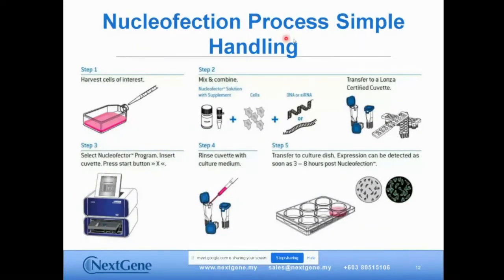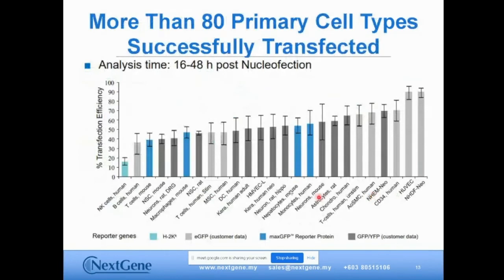Nucleofection is actually pretty simple. First we harvest the cells by normal passaging. Then we mix the cells with the transfection reagent and DNA, and move it into the cuvette from the kit. After that, we transfer it into the machine, and within seconds the cells will be transfected. Then we just need to culture the cells and wait for the result. Because the substrate is delivered straight to the nucleus, we only need approximately 3 to 8 hours to see the expression. Currently, more than 80 primary cell types have been successfully transfected, and a lot of hard-to-transfect cells can be transfected using the Nucleofector as well.